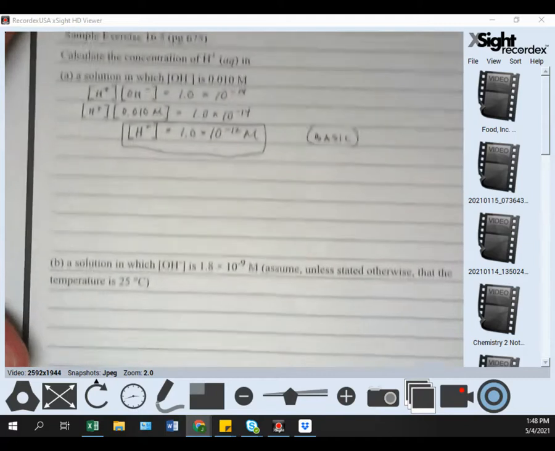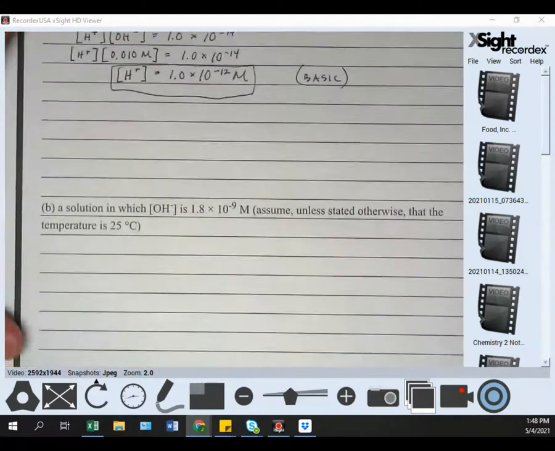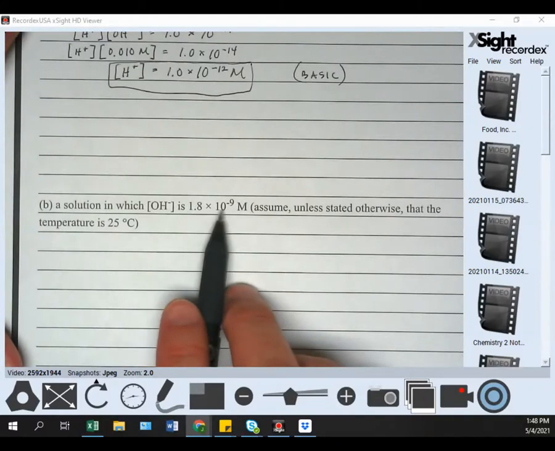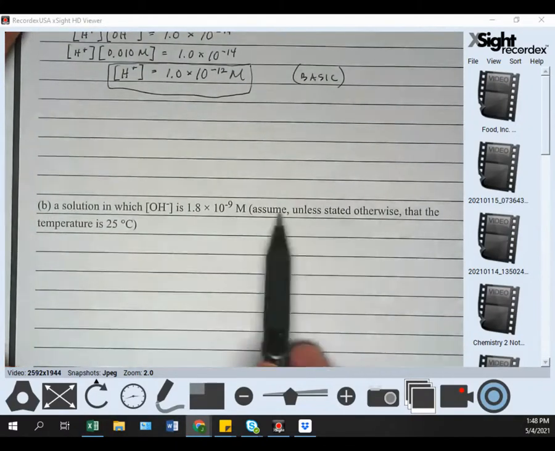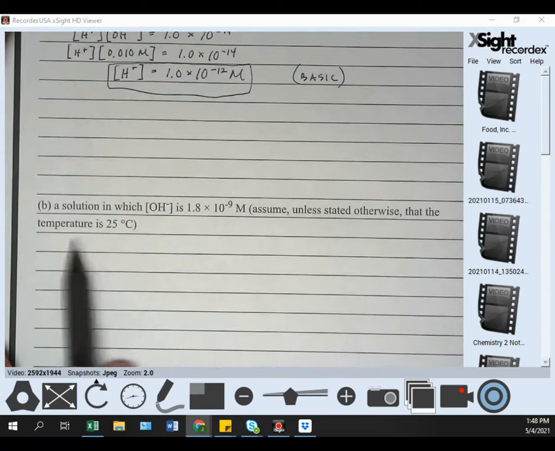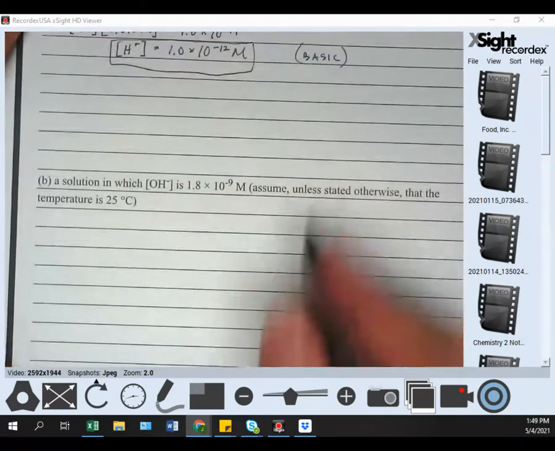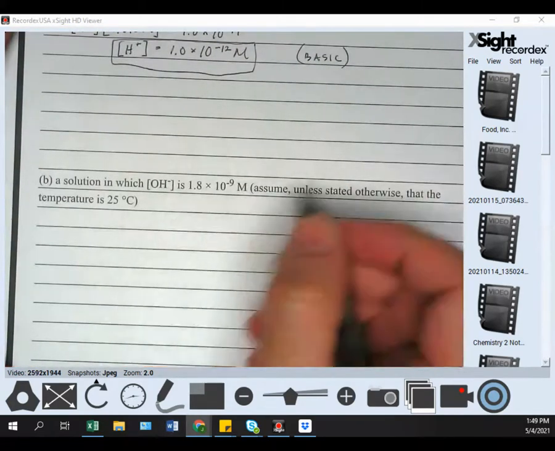Okay, let's take a look at part B. A solution in which hydroxide is 1.8 times 10 to the -9th molar. Assume, unless stated otherwise, that the temperature is 25 degrees Celsius. That goes for all of these. Unless it states otherwise, it's 25 degrees Celsius, which is what the equilibrium works at. So this is really just the same type of deal, right?